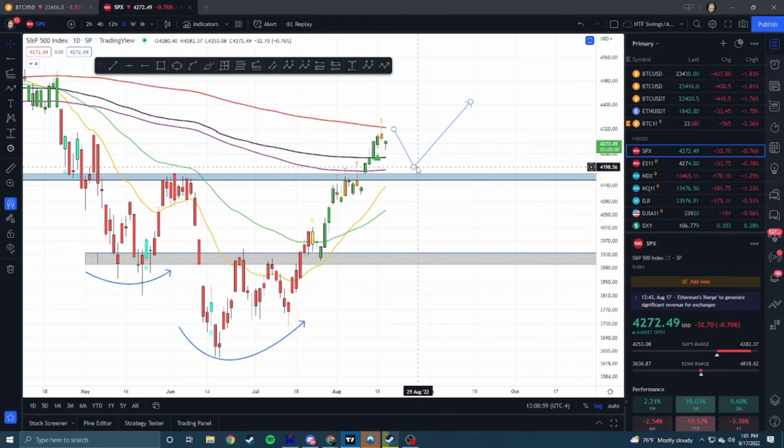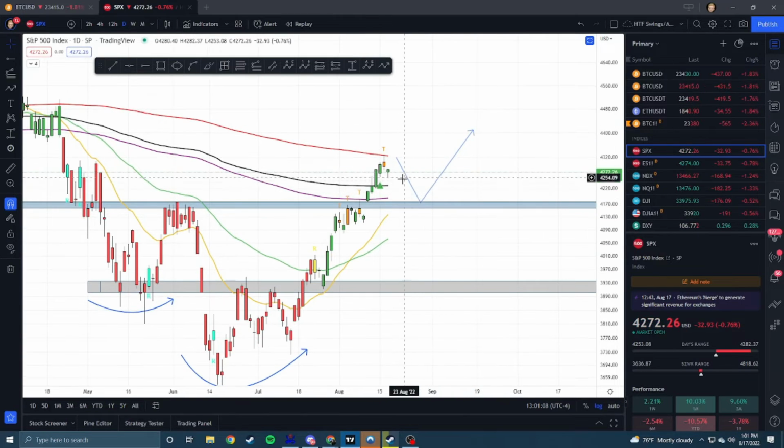If these supports do not hold, then it's game on. We could go all the way back down to around 4K. So this is the first area to revisit and test the support and look for a reaction, right?